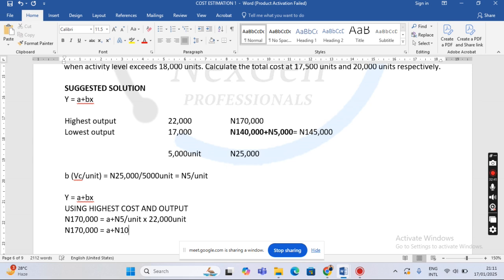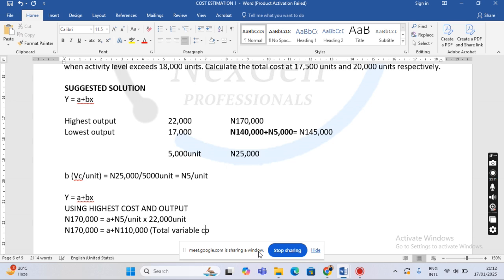Right? 110,000. Now, don't forget that in my last class, what did I call this 110,000? Class, who can still remember? I called it one name. Total variable cost. Thank you. This is called total variable cost.